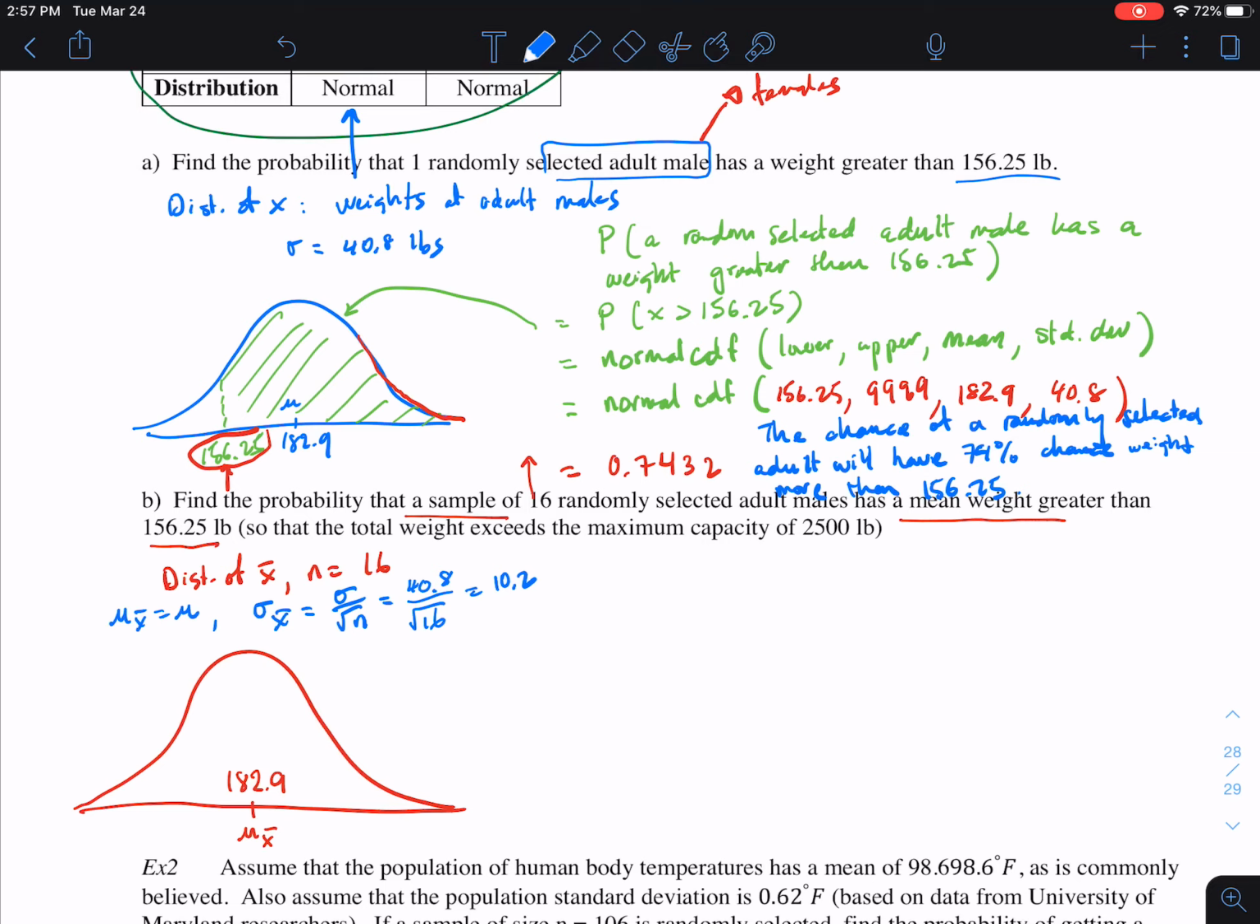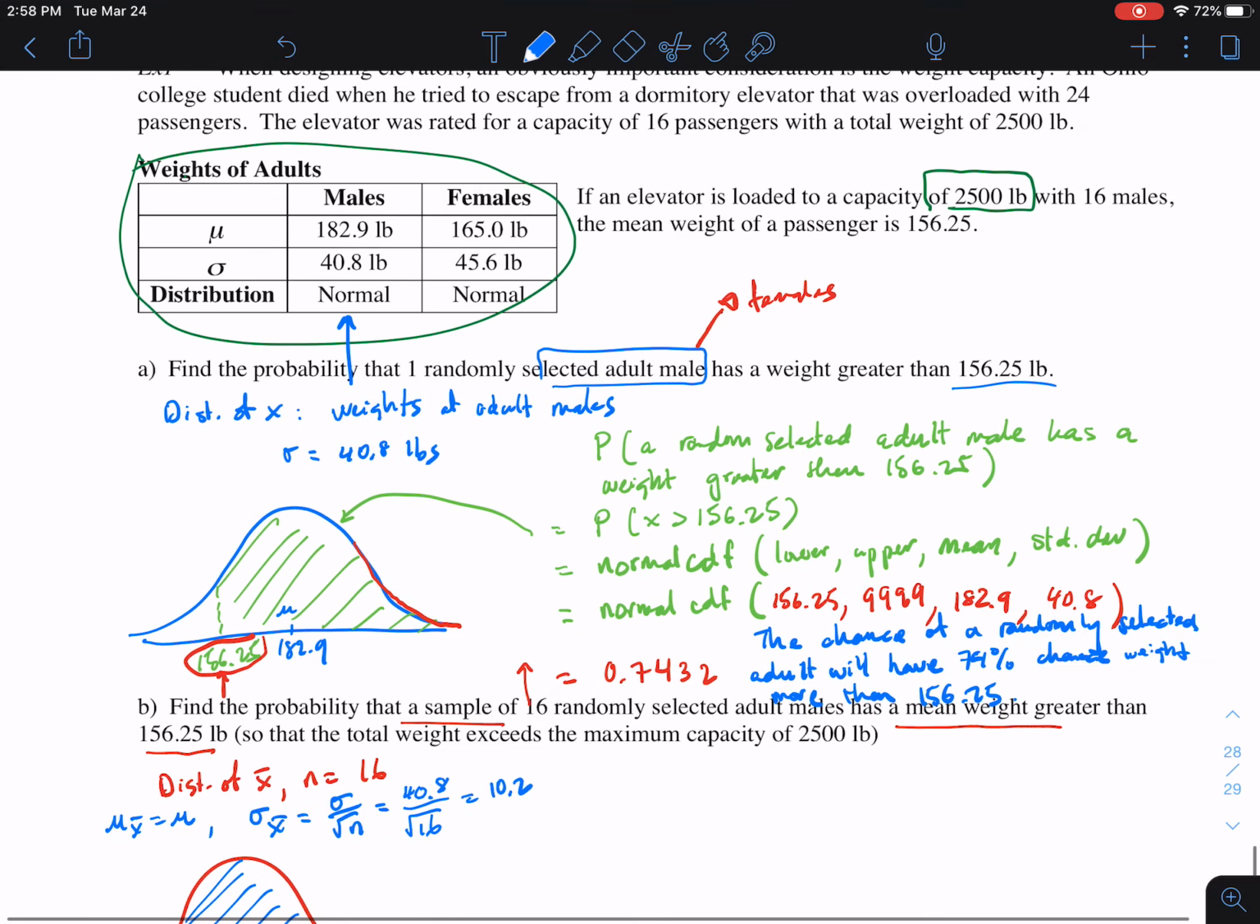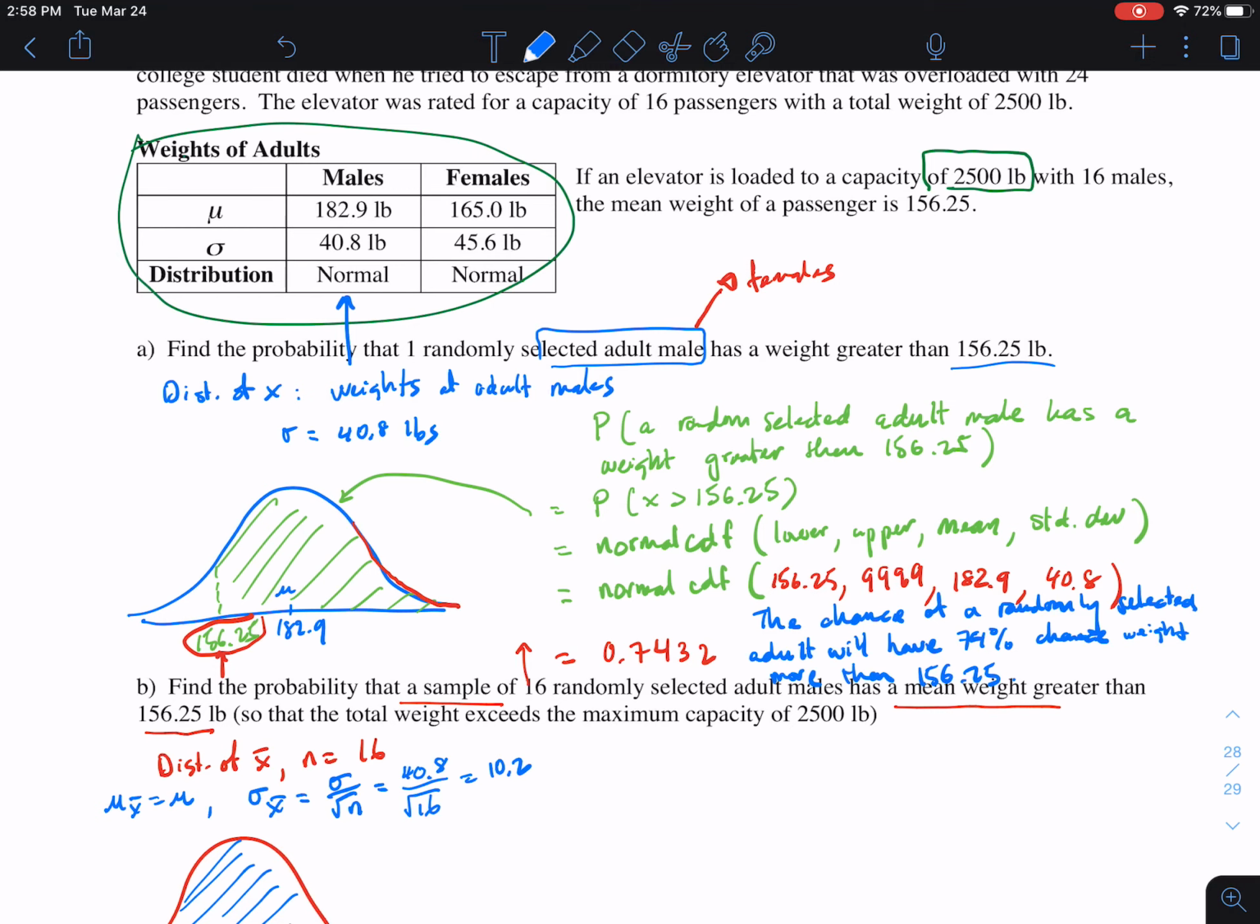What would be a chance that a sample of 16 adult males has an average that exceeds 156.2 pounds? So we're looking at this area here. You're probably wondering where this number, 156.25 pounds, comes from. That comes from the fact that the elevator has a capacity of 2,500 pounds.